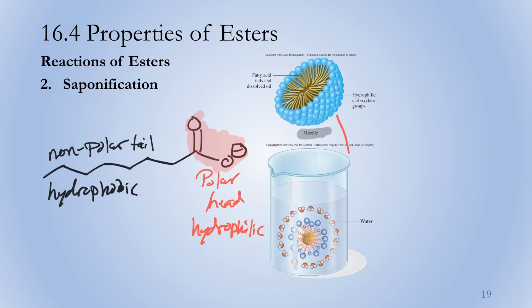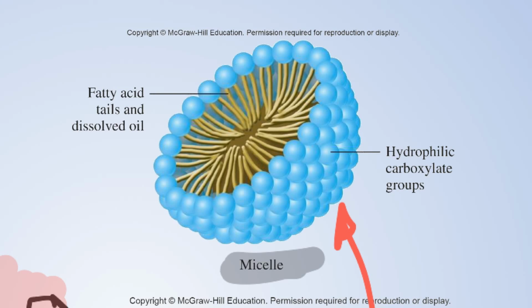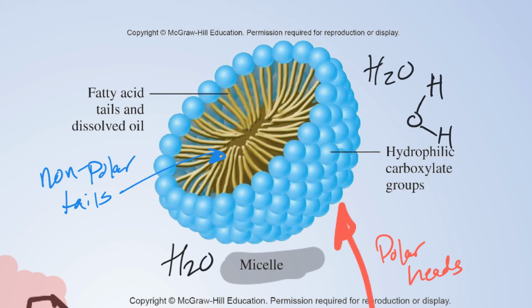If you looked at this picture here, if I zoom in on it, you can see that in blue you have the polar heads. And then in yellow on the insides you have the nonpolar tails. Right in here. And so you can see, okay, I got water all around it. The water, which mind you is polar, is going to be attracted to these polar heads.